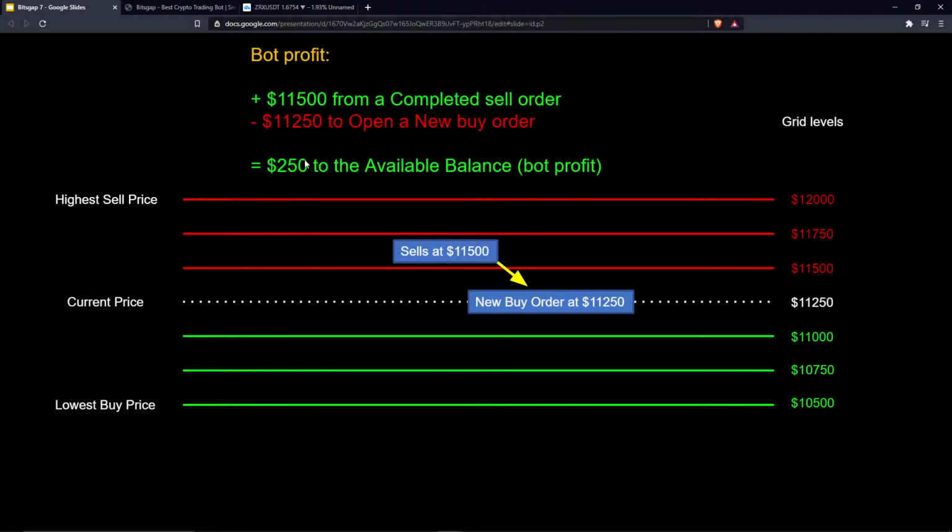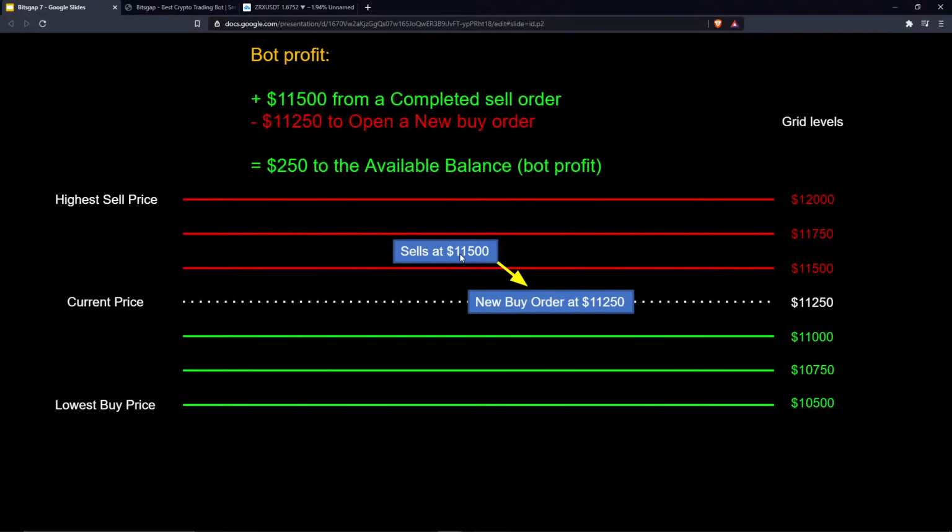This difference is exactly 250, which is the net profit which goes directly to your pocket. So this creates a normal, almost never-ending trading session as long as the price stays within the trading range. Whenever the price goes higher, it sells. Whenever the price goes lower, it buys.